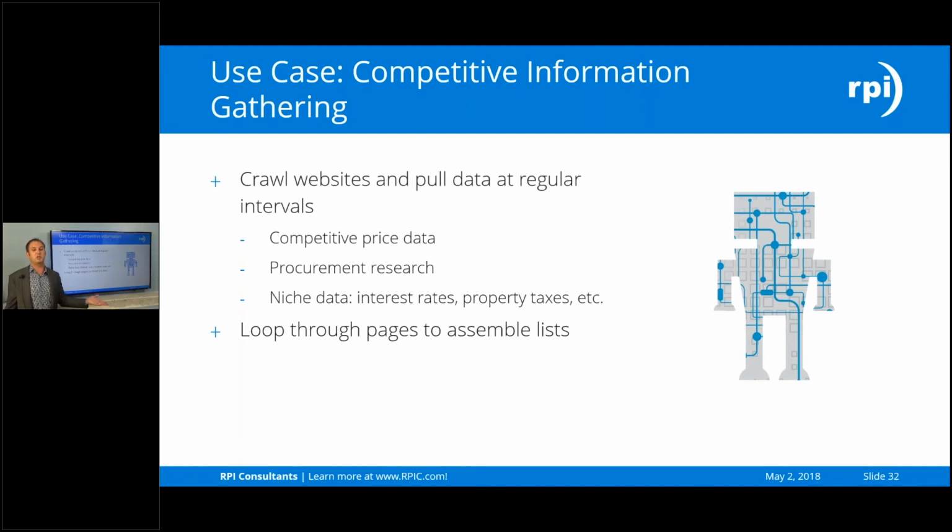Maybe you have 100 different potential vendors for something, and you want to see what an item might cost. Maybe you need to find interest rates from 100 different banks on a daily basis, or you want to see how much property taxes are. It's very versatile, and it can loop through multiple pages. For instance, if you know that the Best Buy website returns 50 results, it can loop through each page and take all of those results.